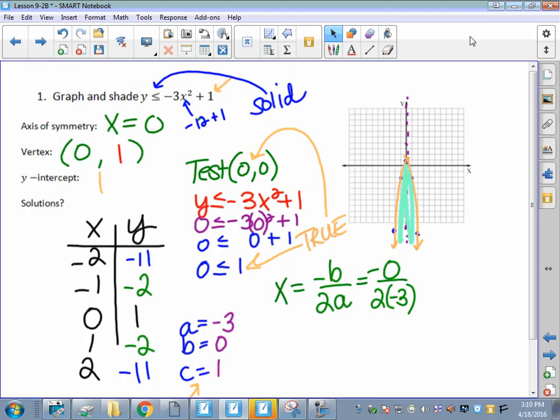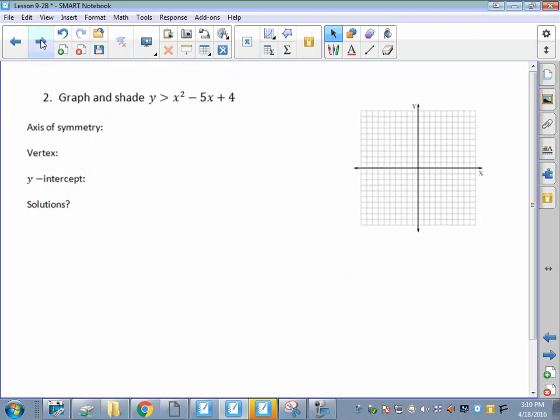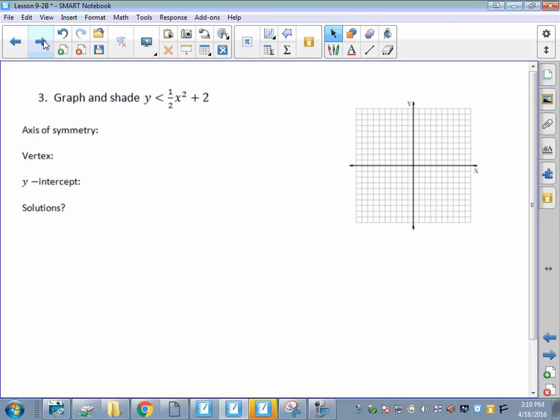So let's skip 2. Let's do graph 3. Graph and shade. Y is less than 1/2 x squared plus 2. So this actually also is already in vertex form. Let's look at it like that. So y is less than a times (x minus h) squared plus k.